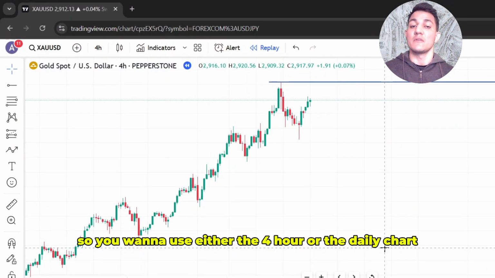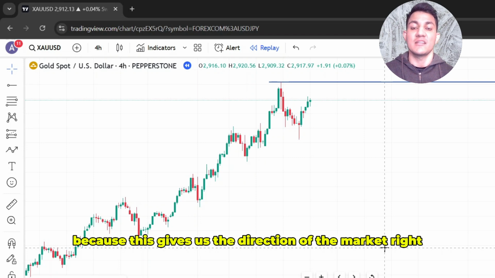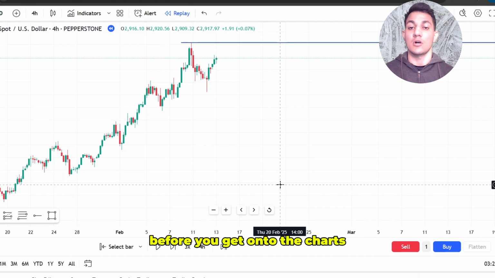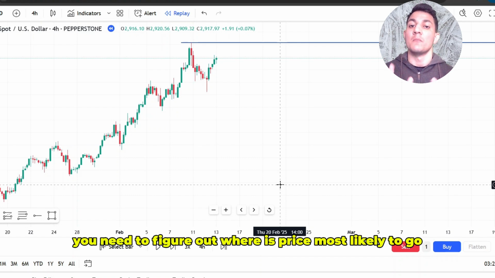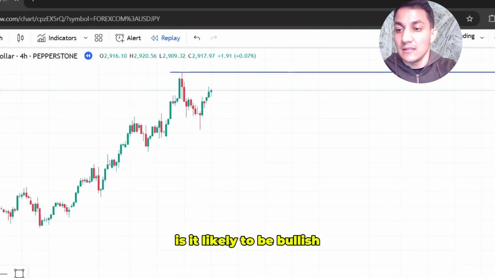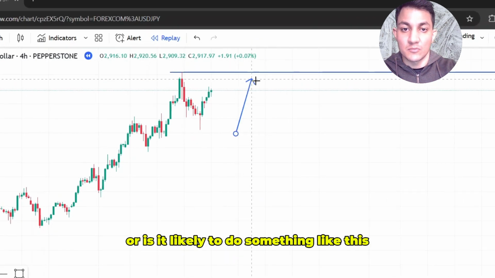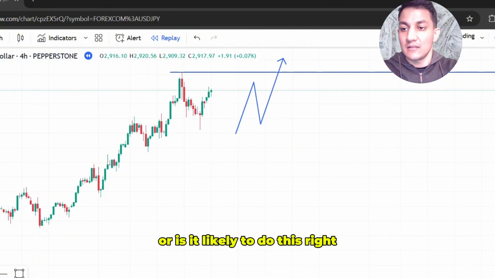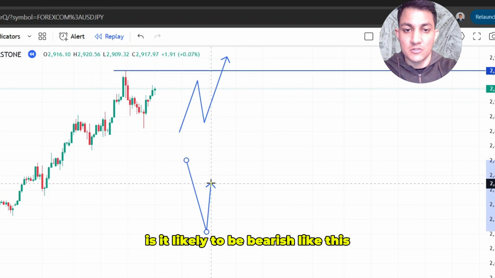right? So you've got to use either the 4-hour or the daily chart, because this gives us the direction of the market. The first thing we need to do, as soon as you get on the charts, is you need to have a direction. You need to figure out where is price most likely to go. Is it likely to be bullish? Is it likely to do something like this, enter on a retracement and take out some sort of high? Or is it likely to do this? Is it likely to be bearish like this?